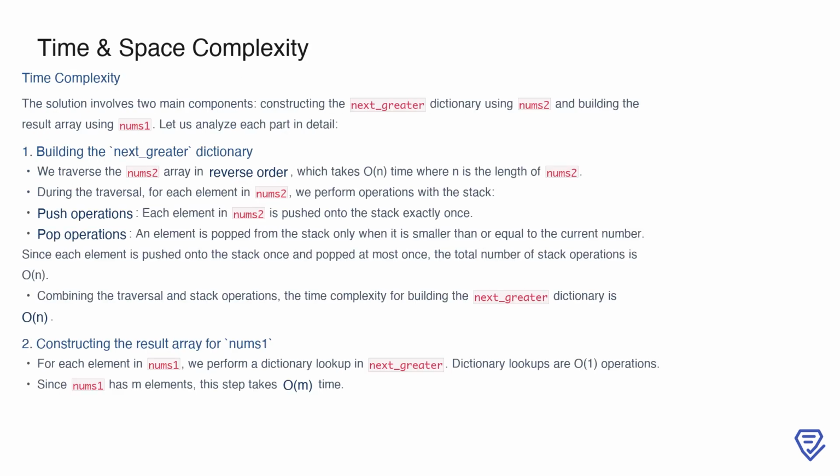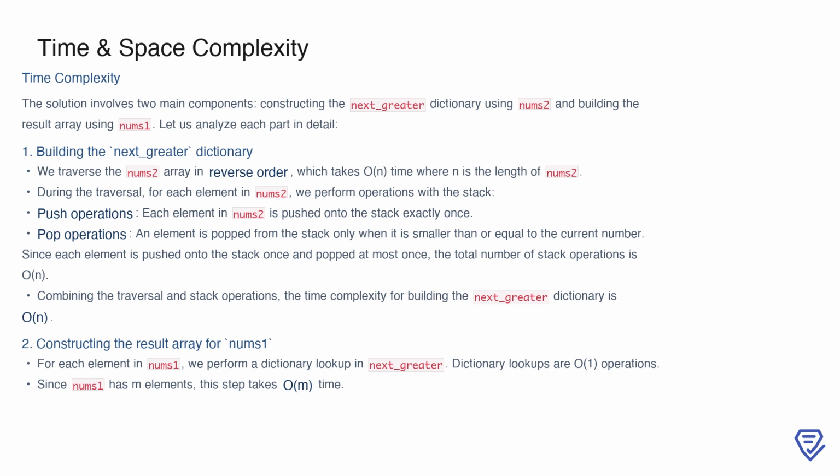To analyze the time complexity of our solution, let's break it into two parts: building the next_greater dictionary using nums2, and constructing the result array using nums1. First, when building the next_greater dictionary, we traverse the nums2 array in reverse order. This traversal alone takes O(n) time, where n is the length of nums2. During this traversal, we utilize a stack to maintain the next greater elements.